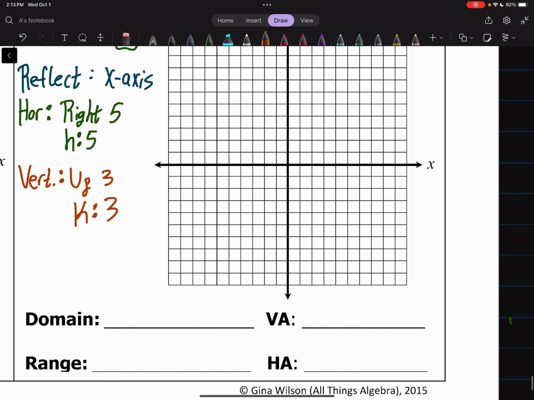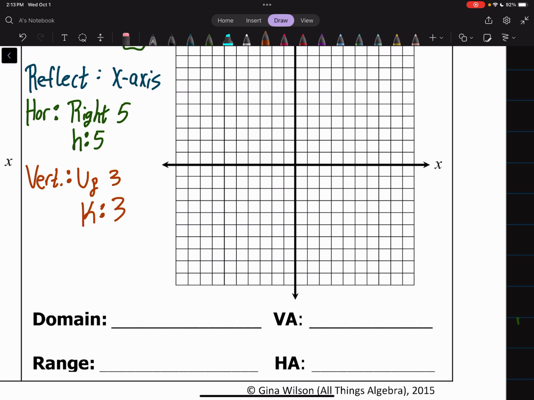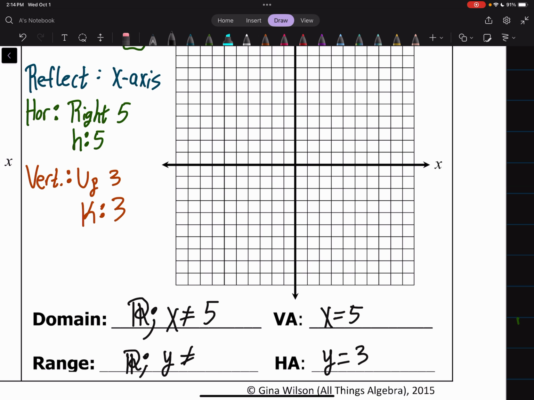My domain and range I will get after I do the vertical and horizontal asymptotes. My vertical asymptote is x equals 5. My horizontal asymptote is y equals 3. So, domain and range. Keep in mind this is everywhere except for at the asymptote. So my domain is all real numbers, but x is not equal to 5. For my range, it is all real numbers, but y is not equal to 3.